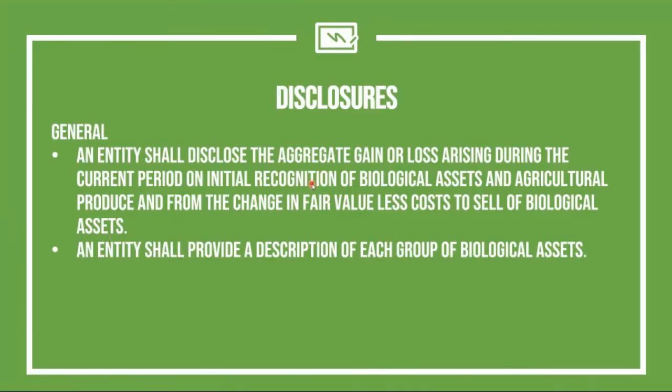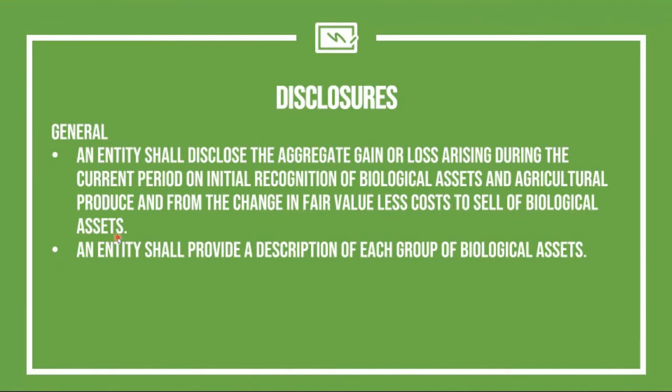So finally, we are now down to the last topic, which is disclosure. For disclosure, there are separate portions. We have the general disclosures, we have disclosures relevant only to fair value less cost to sell, and disclosures relevant to those that are measured at cost. So the general disclosures are as follows. An entity shall disclose the aggregate gain or loss arising during the current period on initial recognition of biological assets and agricultural produce, and from the change in fair values less cost to sell of biological assets.